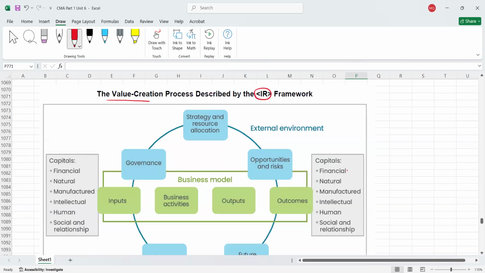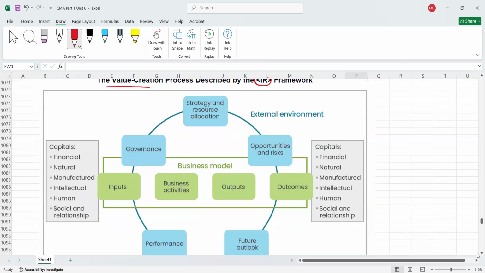Okay, so as per the framework, this is the value creation process, which is described by the IIRC. And generally, this is what we include in the integrated reporting. This is a concise version. So if you look at here, they are starting this process with the capitals. We have 6 capitals: financial, natural, manufactured, intellectual, human, and social and relationship capitals.